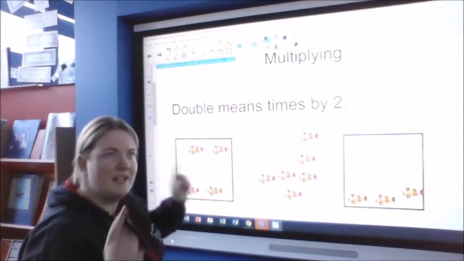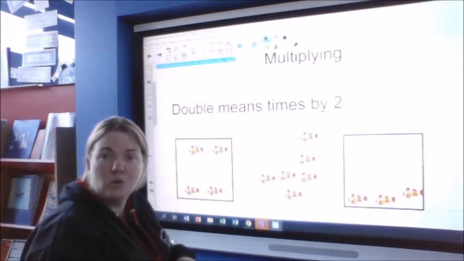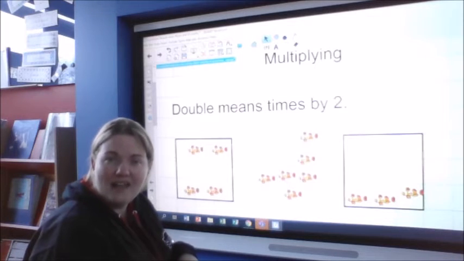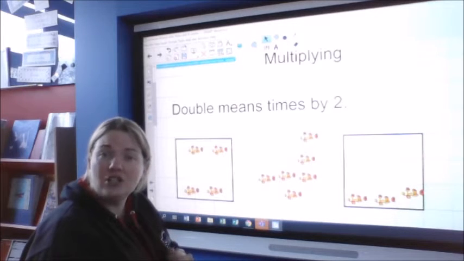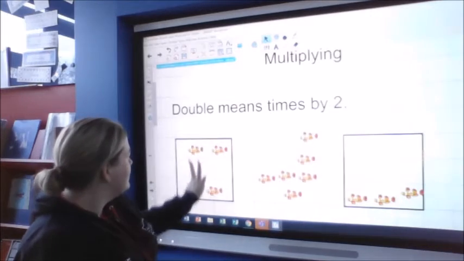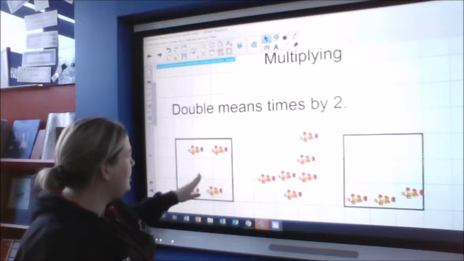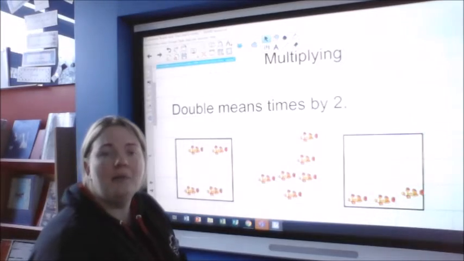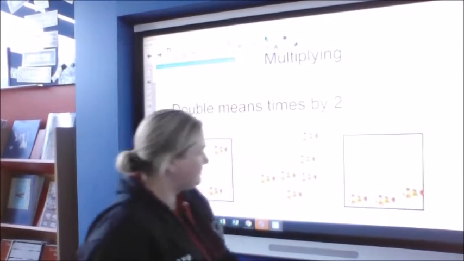Fantastic. Let's have a go and see if we can count up to 20. 2, 4, 6, 8, 10, 12, 14, 16, 18, 20. Well done. So we have doubled the amount of fish that are in there. We started with 2, we've doubled it, and we now have 4. Let's look at the next one.